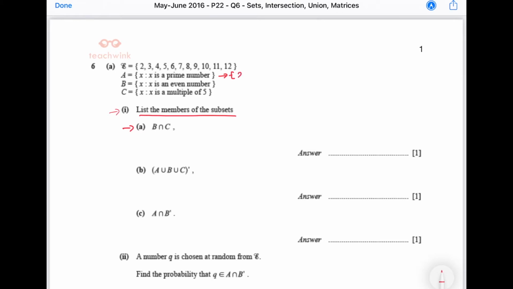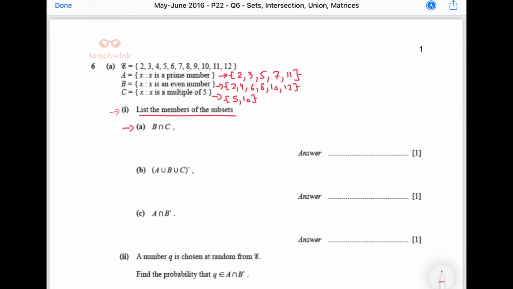So A has 2, 3, 5, 7 and 11. These are all the prime numbers. Then B has 2, 4, 6, 8, 10 and 12. This constitutes all the even numbers. Then C has all the multiples of 5. That means it has 5 and 10.